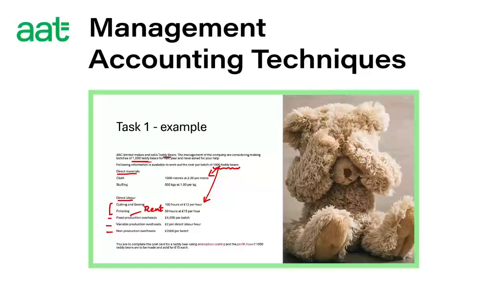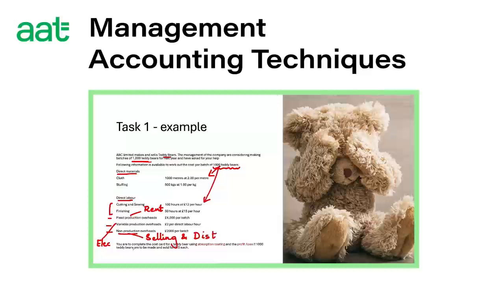Variable production overheads might be the electricity costs for using the sewing machine to stitch each individual teddy bear. So that's the electricity cost for each individual teddy bear. The electricity cost for keeping the factory lights on would be a fixed production overhead. Bear that in mind. And then your non-production overheads are things such as your selling and distribution costs, your financing costs, or the salesman's salary, things like that.